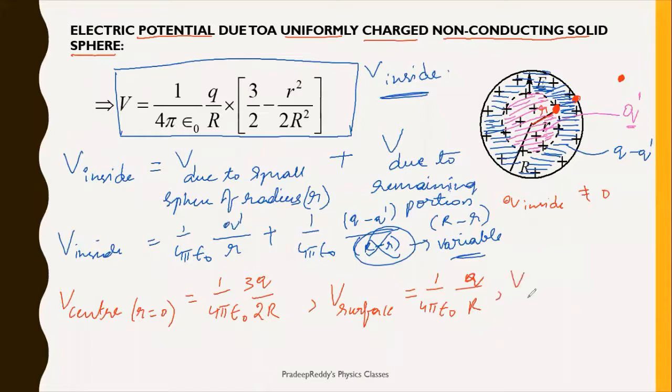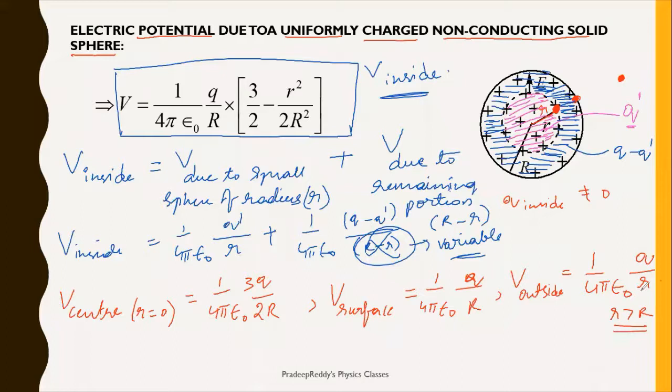Now potential outside, this is 1 by 4 pi epsilon naught. As you are dealing outside the sphere, you can treat it as a point charge. Therefore, you can simply write it as q divided by small r, where r is greater than capital R. So for outside, you need not take this equation. Directly you can find outside as 1 by 4 pi epsilon naught q divided by r.